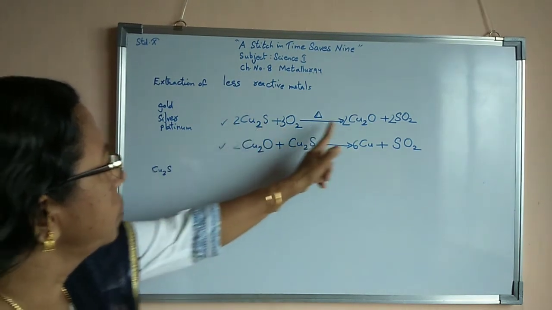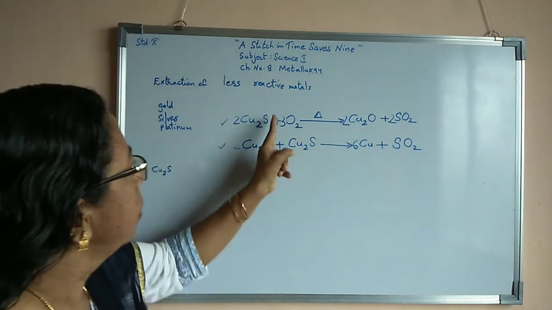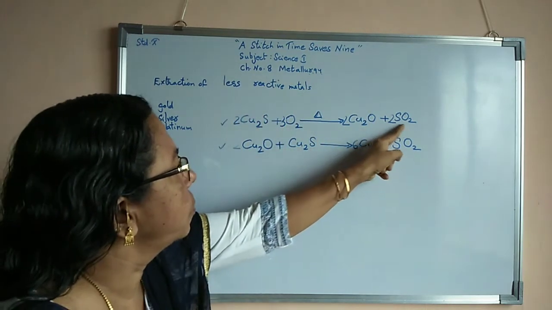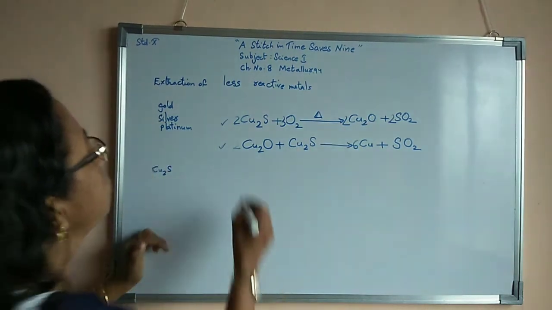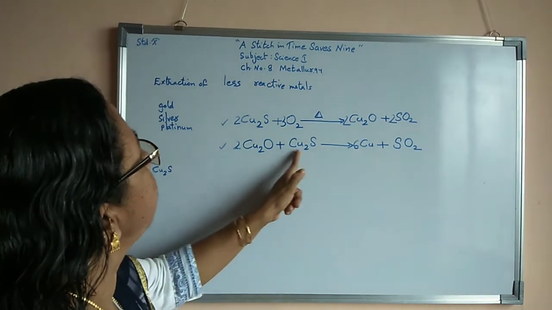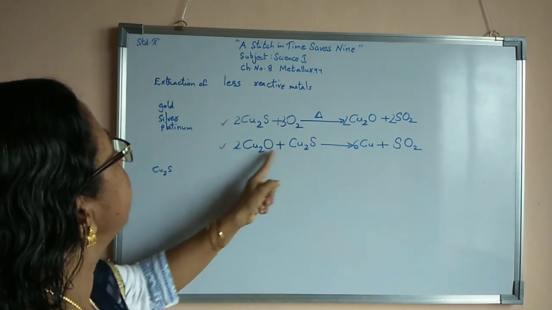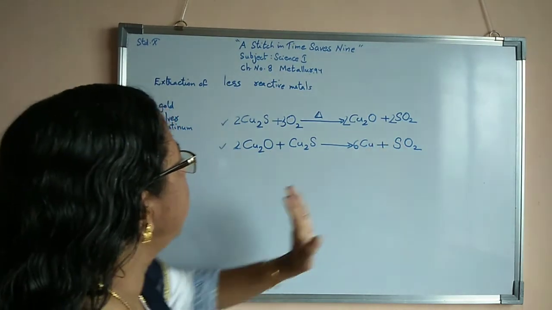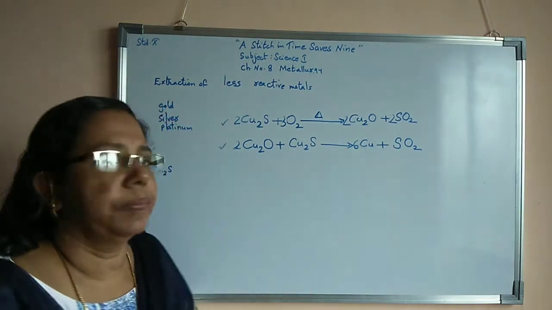Once again we will have a look. 2 Cu2, 2 Cu2. Sulfur here 2, sulfur here 2. Oxygen 6, here 2 twos are 4, 4 plus 2, 6 oxygen. Here 2 Cu2, 4, 4 plus 2, 6 copper, here also 6 copper. Oxygen here 2, here also oxygen 2. Sulfur here 1, here also 1.